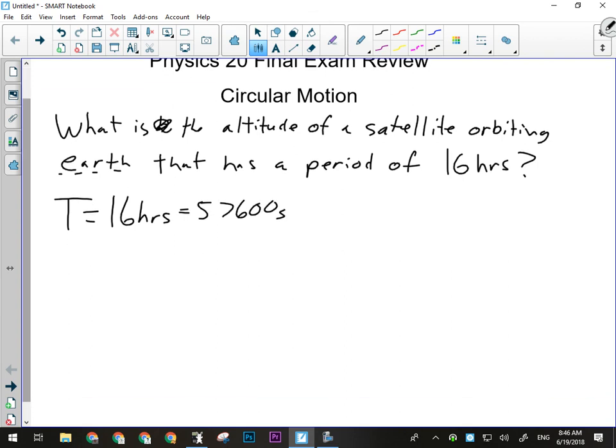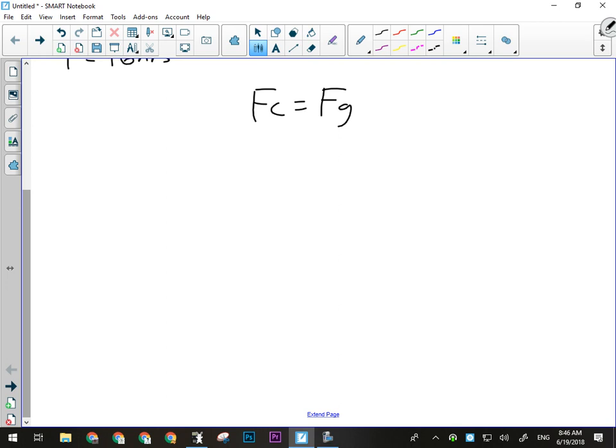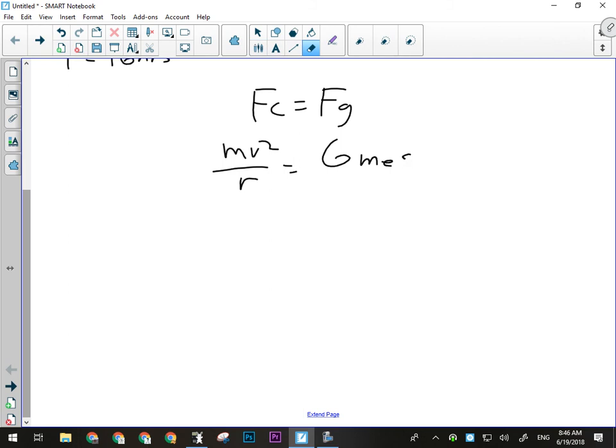So we have Fc equals Fg, and that's going to be Newton's universal law of gravitation, not mg. So we're going to have mv squared over r equals big G times the mass of the Earth times the mass of the satellite over r squared. Which mass is this one over here? Mass of the satellite, because what's going to happen to the mass of the satellite? It's going to cancel, right?